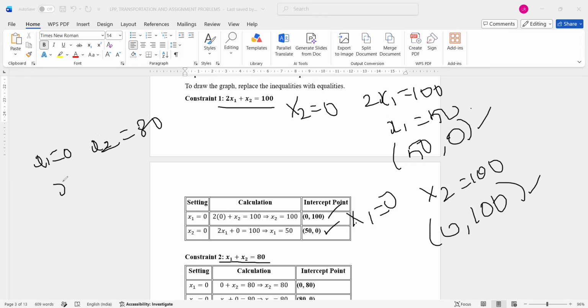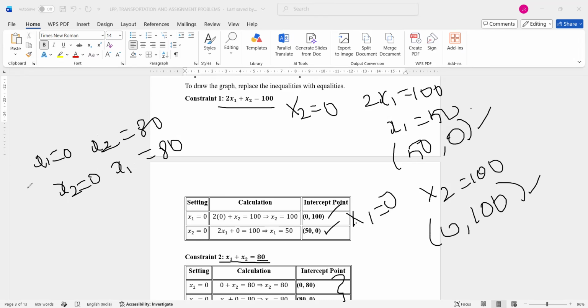And x2 is equal to 0 means x1 is equal to what? 80. That's all. Both 80 only. So what is the value? 0 comma 80 and 80 comma 0. So 0 comma 80 and 80 comma 0. So we got two values also.